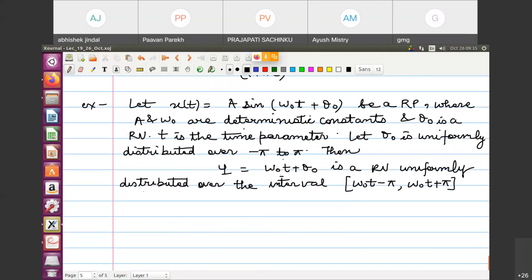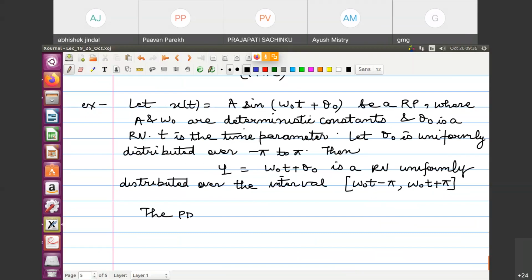Omega naught t for a particular t is a constant. Theta naught is a random variable, so because of the addition of a constant to a random variable, this random variable will also have the same distribution, but the parameters may be somewhat different. The mean will be different, but it will be uniformly distributed, and we can calculate the range easily because theta naught lies from minus pi to pi. You just add omega naught t to it, and you get the range.